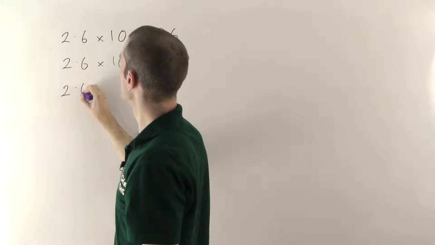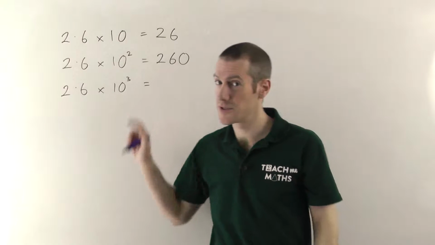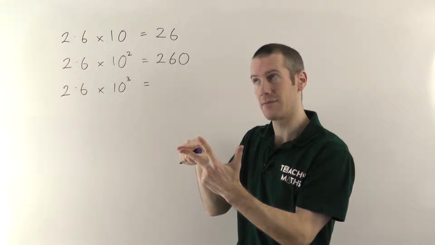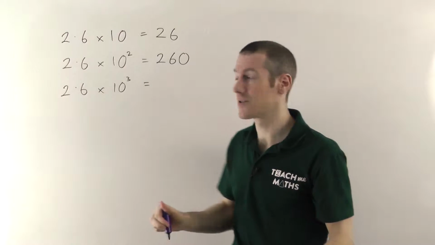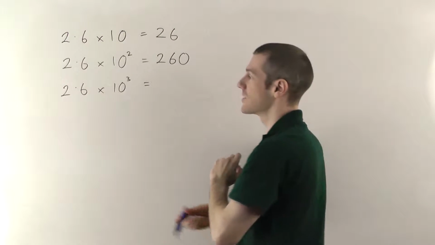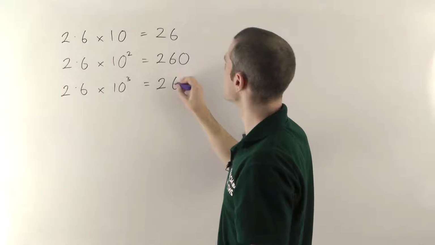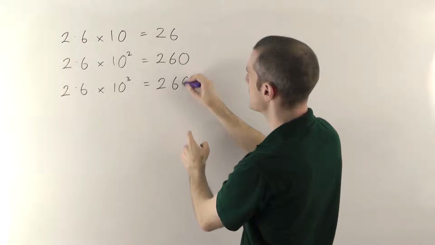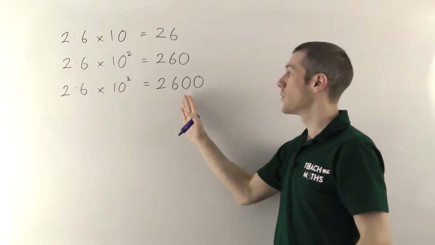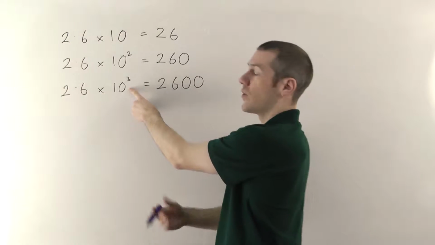Let's do another one. 2.6 times 10 cubed. Now 10 cubed means you've got 3 tens multiplying. It's 10 times 10, which will be 100, times another 10. And 100 times another 10 will give you 1,000. So 10 cubed is actually 1,000. 2.6 times 1,000, in this case you're just going to move the decimal point 3 places. 1, 2, 3, and you fill out with zeros. So from here that would be 1, 2 gives me a 0, and 3 gives me another 0. So 2.6 times 10 cubed will be 2,600. Again, you can see it's just 10 times bigger than the previous one because we've got one extra 10 here.